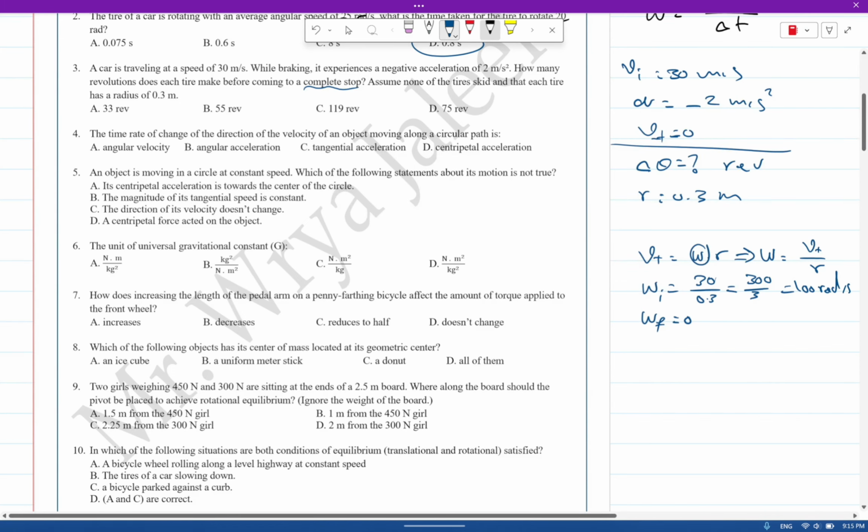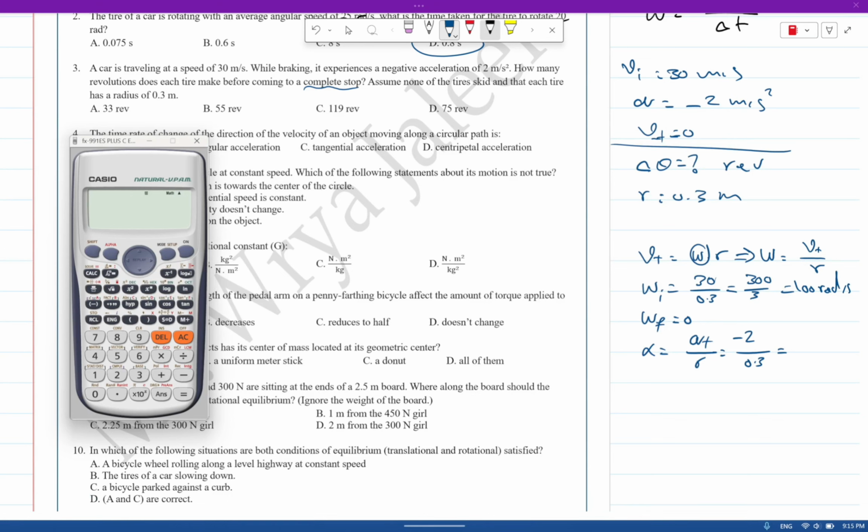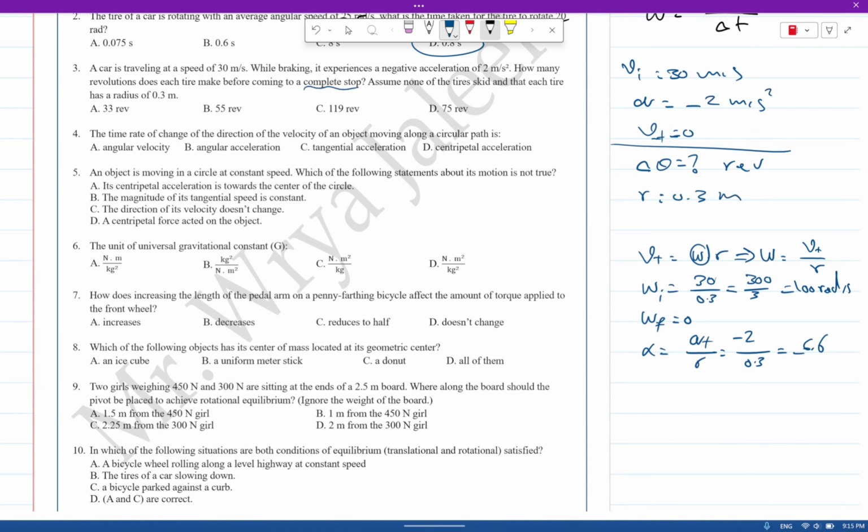Okay, and then what about the acceleration? We do the same thing. Angular acceleration is equal to tangential over the radius, which is -2 divided by 0.3. So use a calculator. -2, you don't have to write the negative though, divided by 0.3, that is -6.6, you can say. And of course, this line here means it continues, so we can say 6.7 by rounding here. Now, all you have to do is just find delta theta.